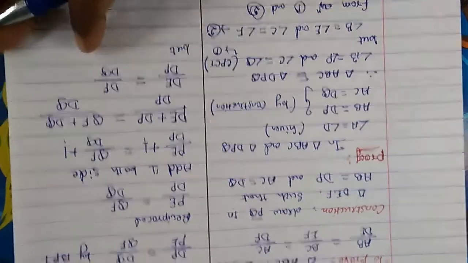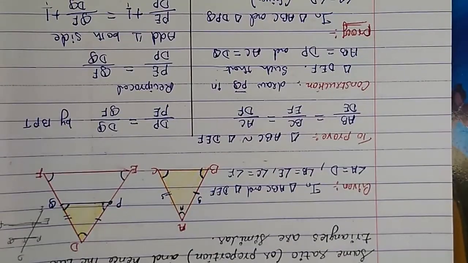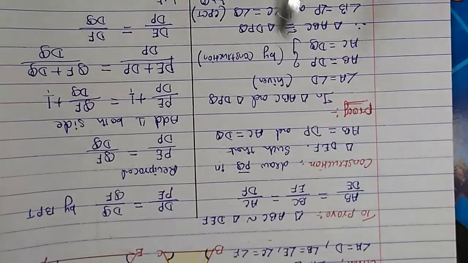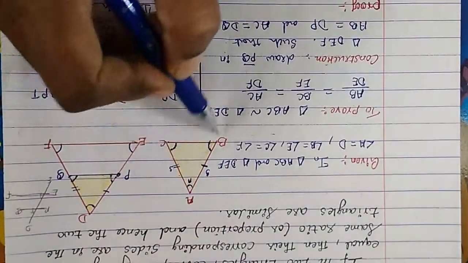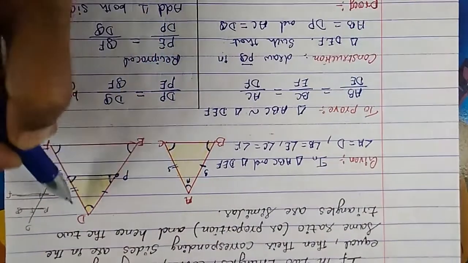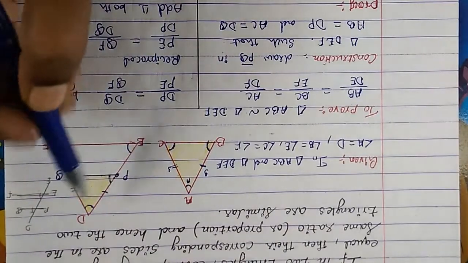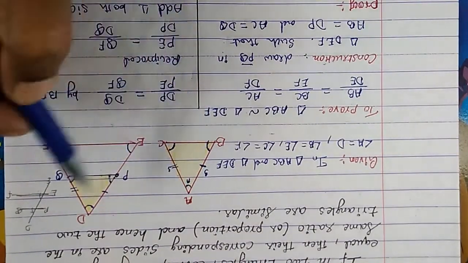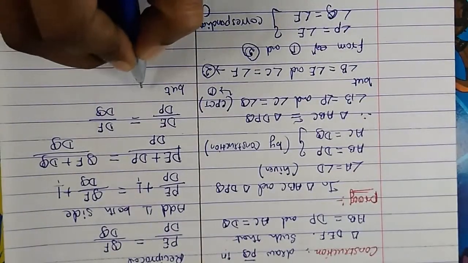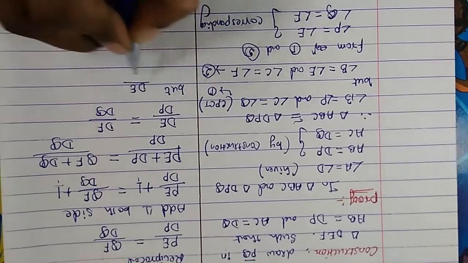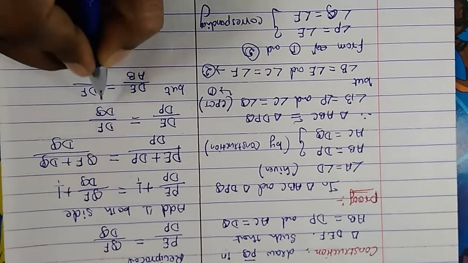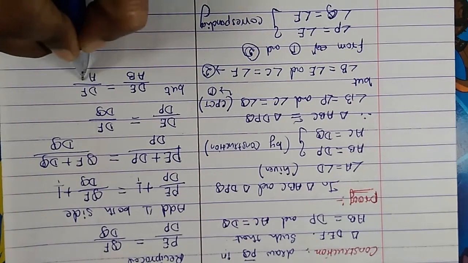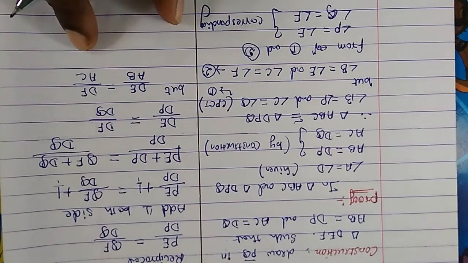But again, what is given to us here, you see? In construction, AB is equal to DP and AC is equal to DQ, because we have constructed. So instead of DP, can we write AB? And instead of DQ, can we write AC? So instead of DP, we will write AB, and instead of DQ, we will write AC. Now this is what we have to prove.